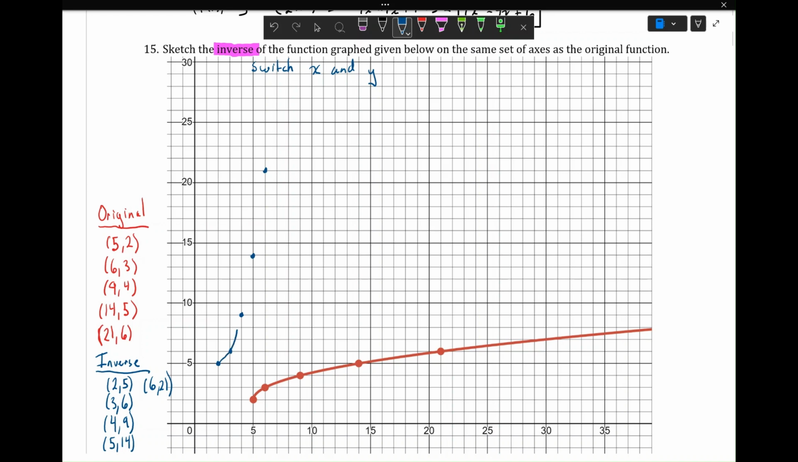Just connect the dots. Whoops, that was not my best line. And now I have drawn the inverse function.